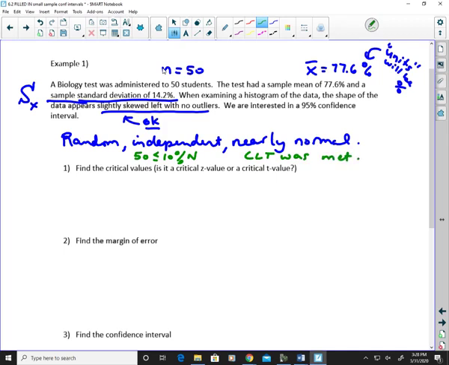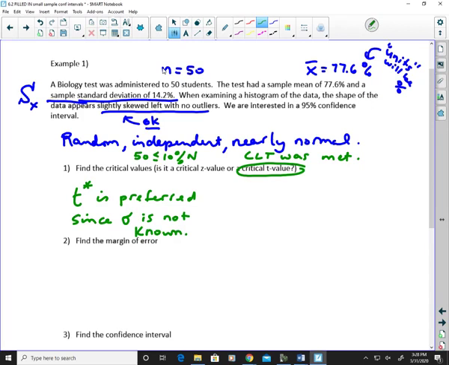However, because we are using a sample standard deviation, I would like to see you use a critical T. So we're going to have a critical T. Critical T is preferred since sigma is not known.